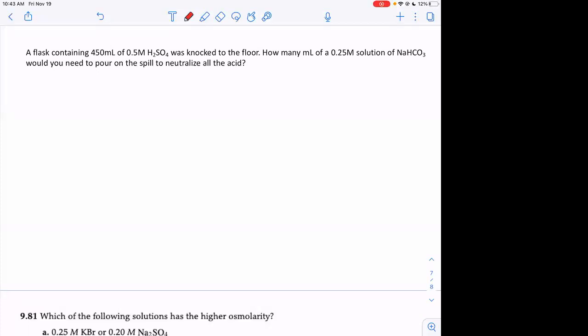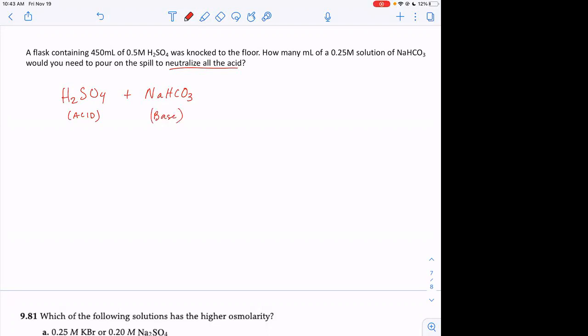So it says we got H2SO4. And it says to neutralize all the acid. That's what was spilled on the floor. So guess what? This is our acid. It's going to react with NaHCO3, sodium bicarbonate, which is going to neutralize it. So guess what? This is our base.